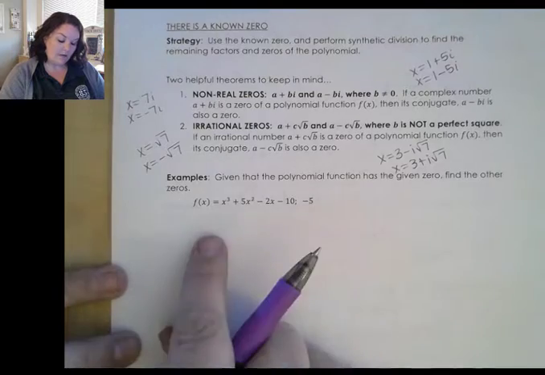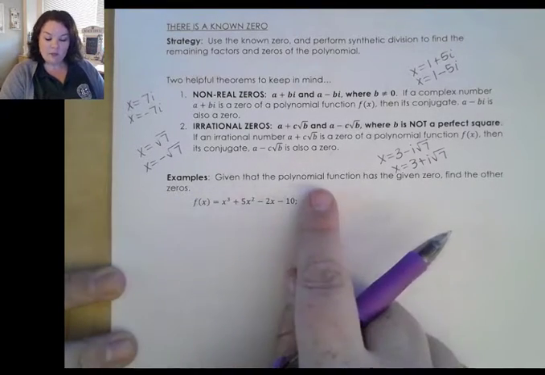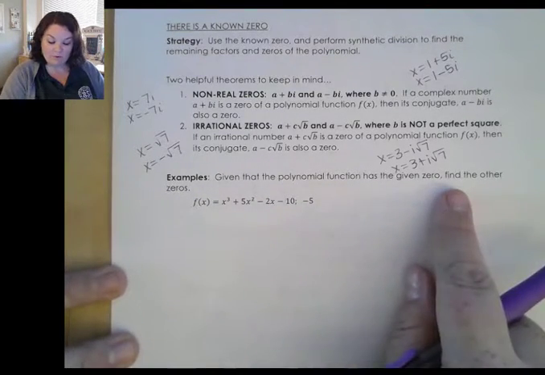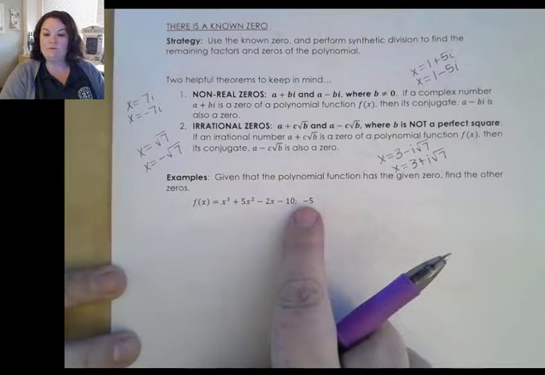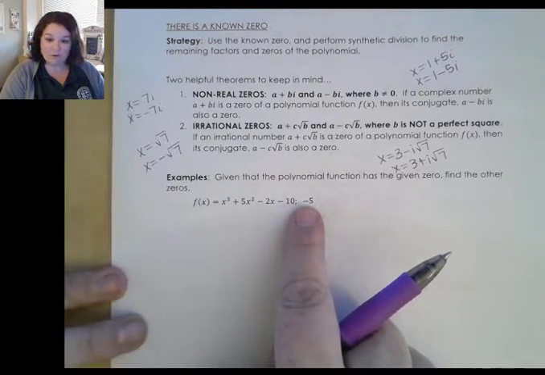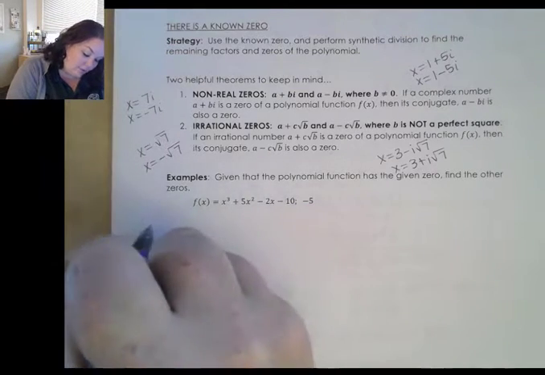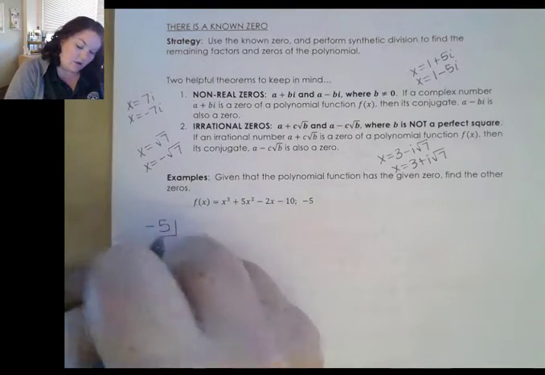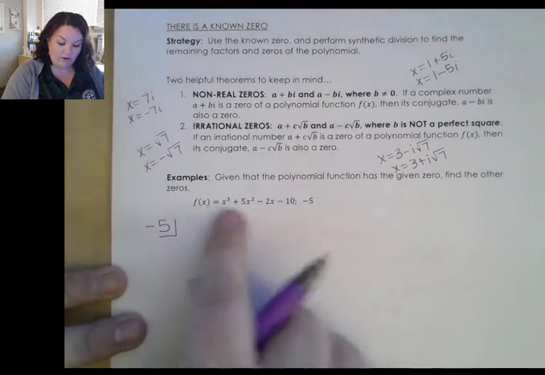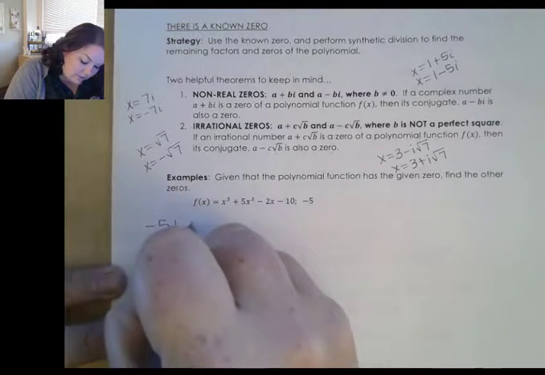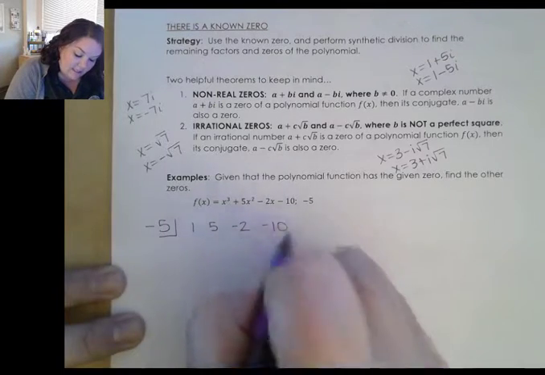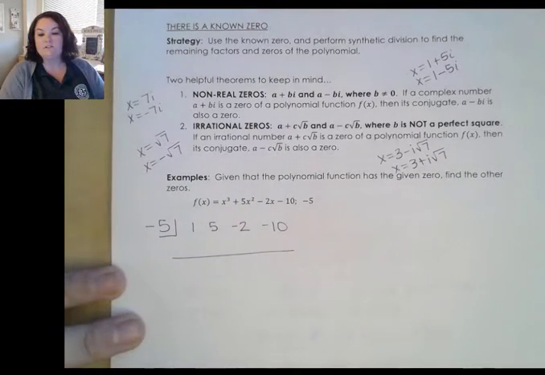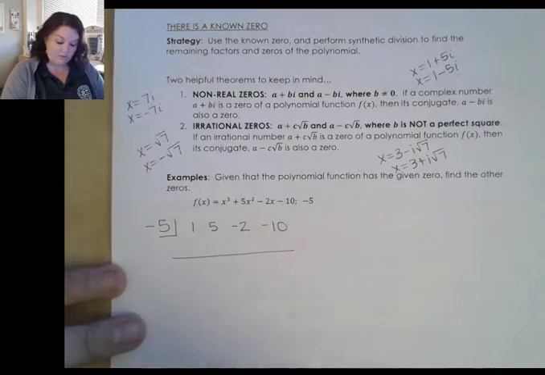Okay. All right. On this one, it says, given that a polynomial function has the given zero, find the other zeros. So they're telling us that x equals negative 5 is a zero. Okay. So we're going to go ahead and put negative 5 in our little synthetic box and write out all our coefficients. So we have a 1, a 5, a negative 2, and a negative 10. And I don't need any zero placeholders because I'm not missing any terms, right?